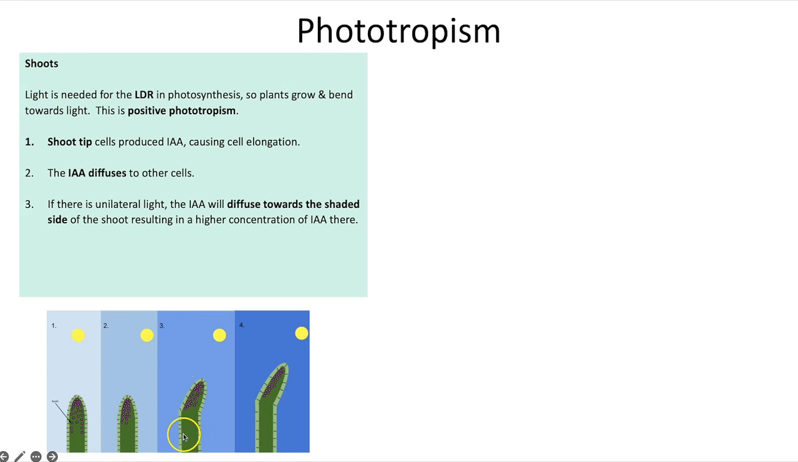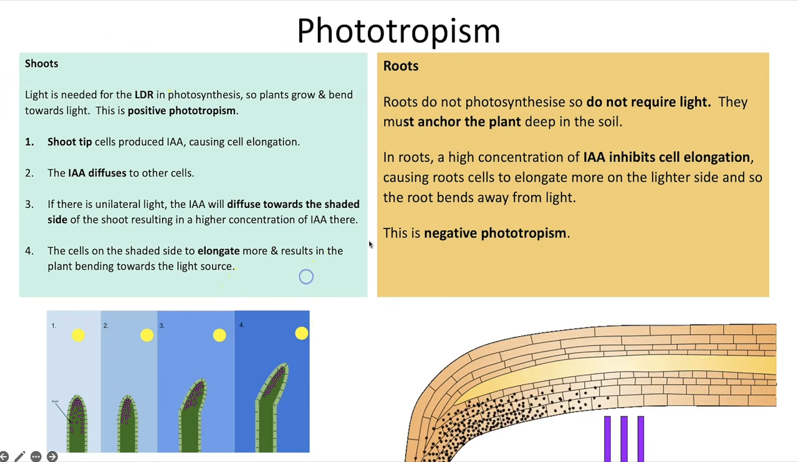That will mean we'll get more cell elongation on the left-hand side compared to the right. So the left side of the plant is going to be longer than the right-hand side. And as a result, the plant starts to bend towards that light source, which is useful because the plant will then get more light energy, so it can absorb more of that light energy for the light-dependent reactions in photosynthesis.